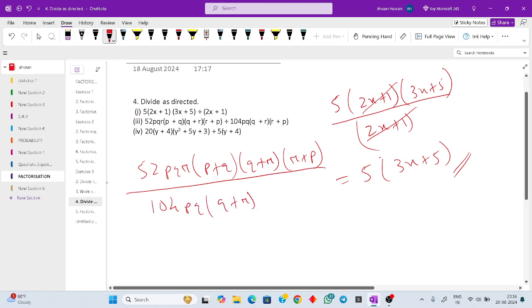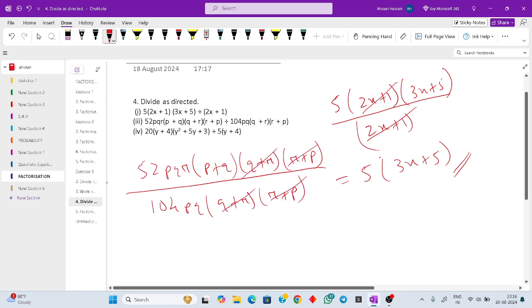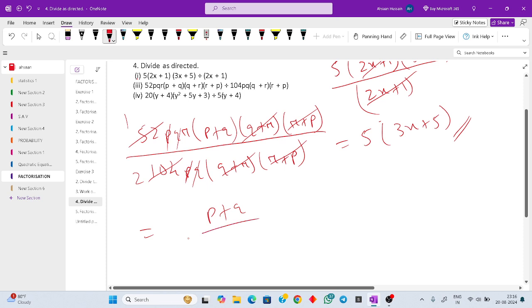Then 52 pqr (p plus q)(q plus r)(r plus p) divided by 104 pq. Then q plus r and r plus p. So cancel these two first. And also we can cancel p and p, q and q. Then 52 1 times, 52 2 times. And what is left? In the numerator, it is p plus q. And in the denominator, it is only 2. So this is our answer.